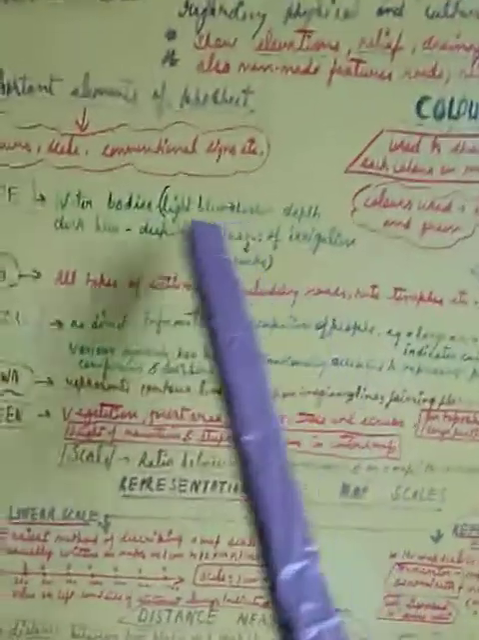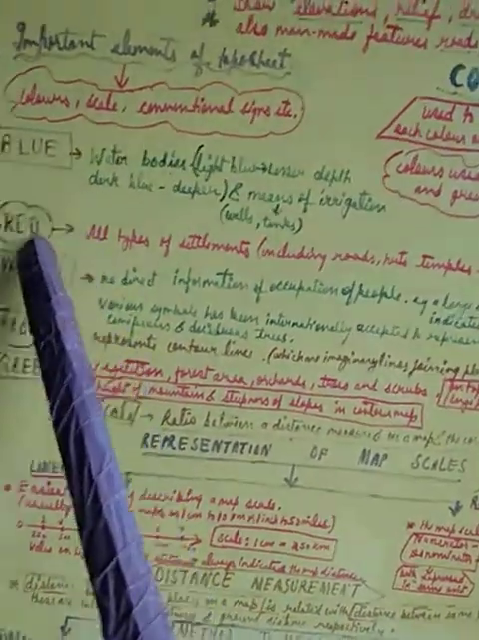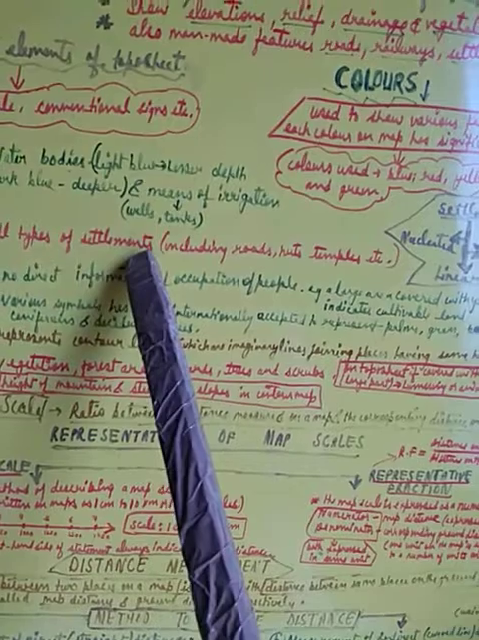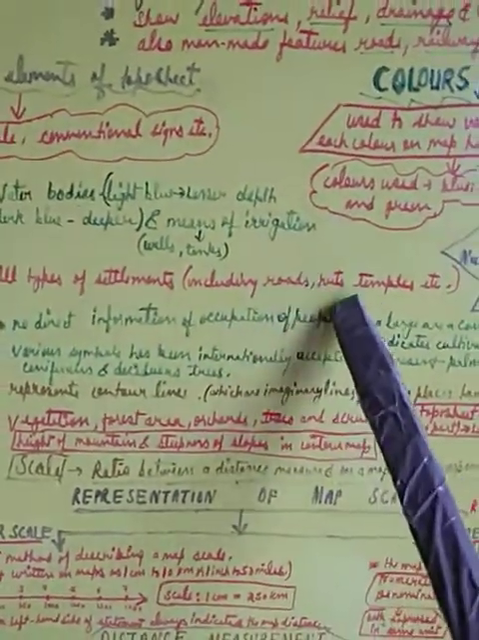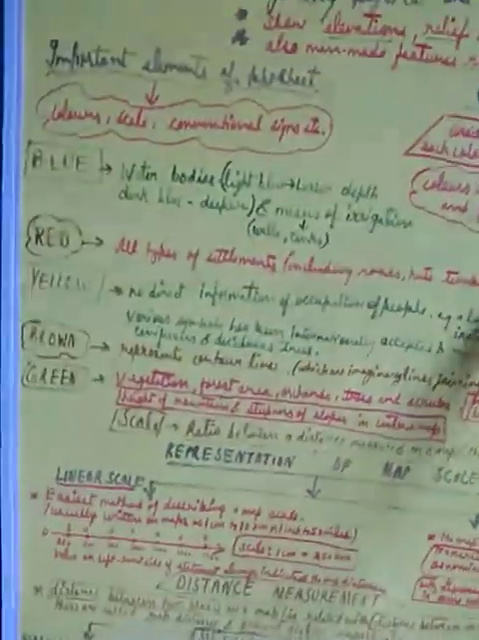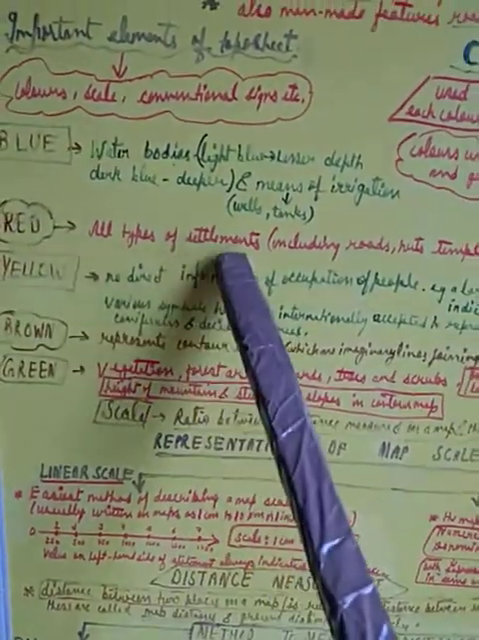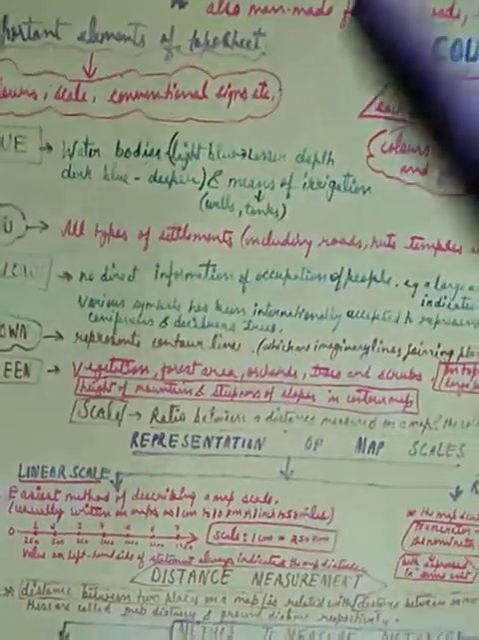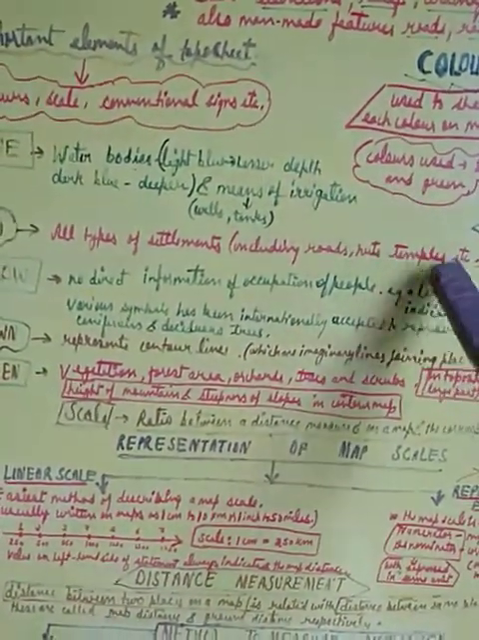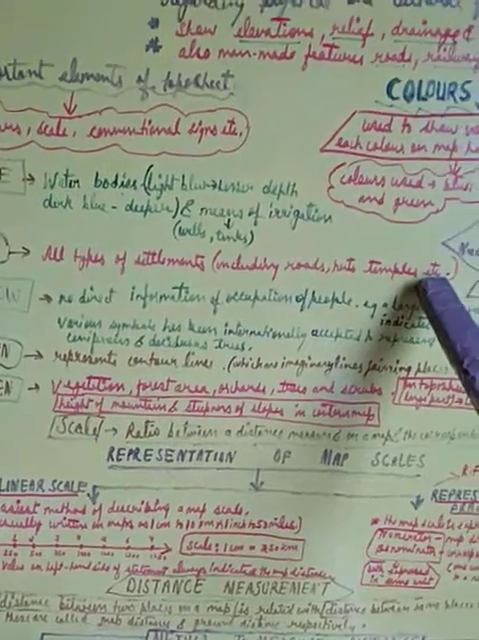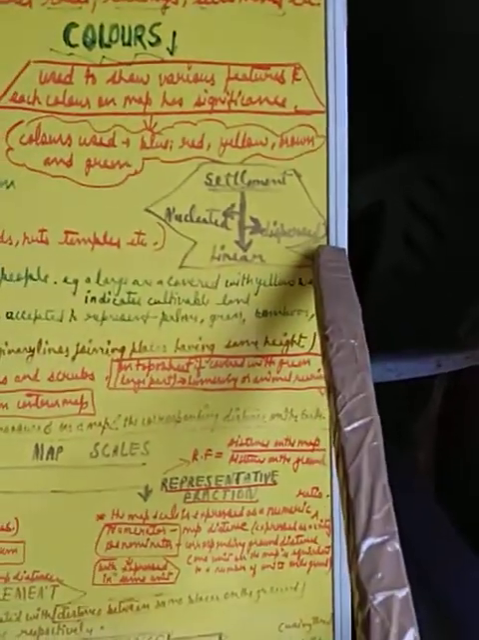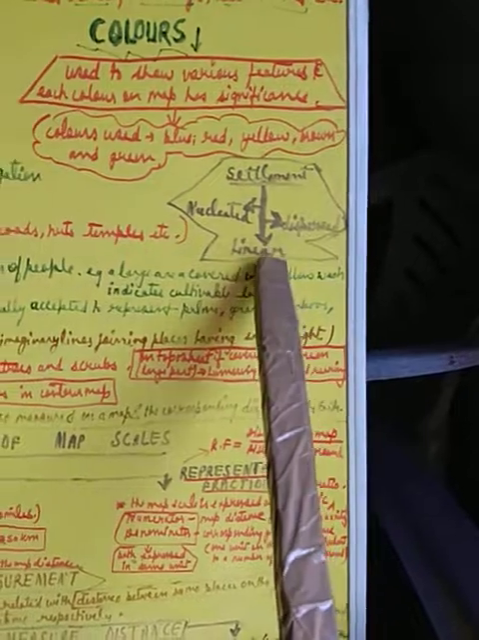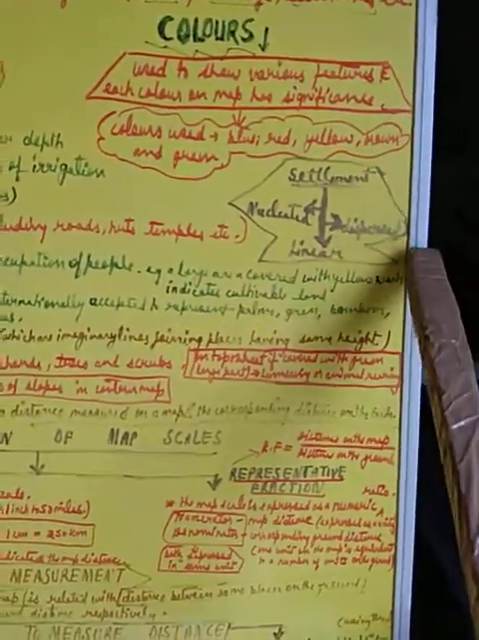Okay, so now the next color is red. Red is showing all types of settlements including roads, huts, temples, etc. Do you remember in class 6 I told you roughly that we have three types of settlement: nucleated settlement, dispersed settlement and the linear settlement. We are going to study about this later.